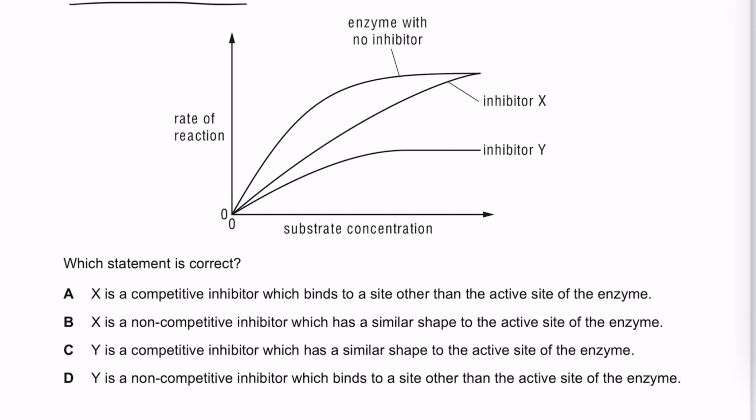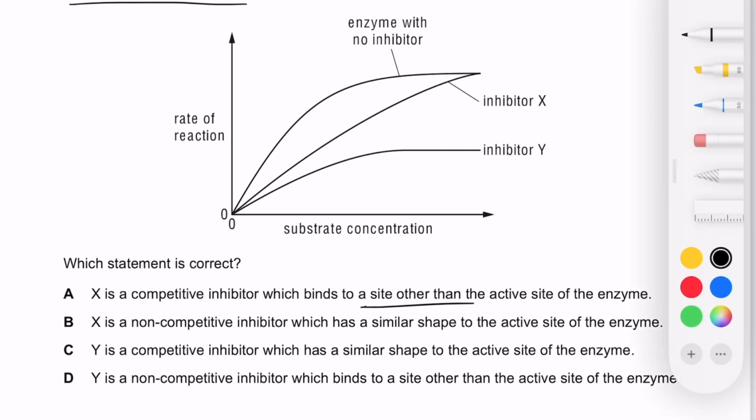So X is a competitive inhibitor which binds to the site other than the active site. That is immediately wrong, because the competitive inhibitor will bind to the active site, and that's why it's called competitive, because it will compete with the substrate for the active site of the enzyme. A non-competitive inhibitor which has a similar shape to the active site of the enzyme.